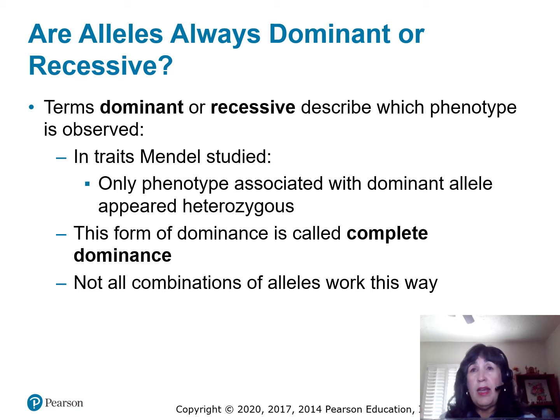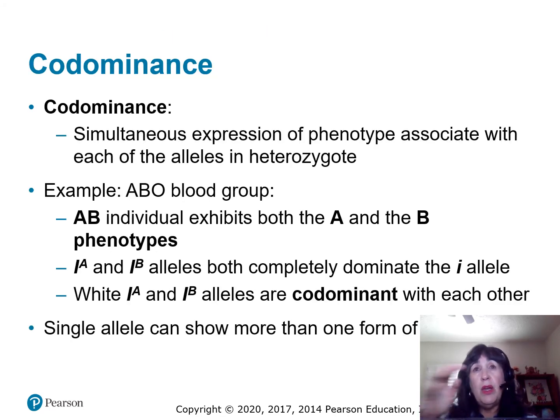The other thing that is also important to know is that instead of just dominant and recessive traits to look at phenotype, there are other forms. There's another form of dominance called complete dominance, where you have dominant and recessive. But you can also have codominance. So what does codominance mean?